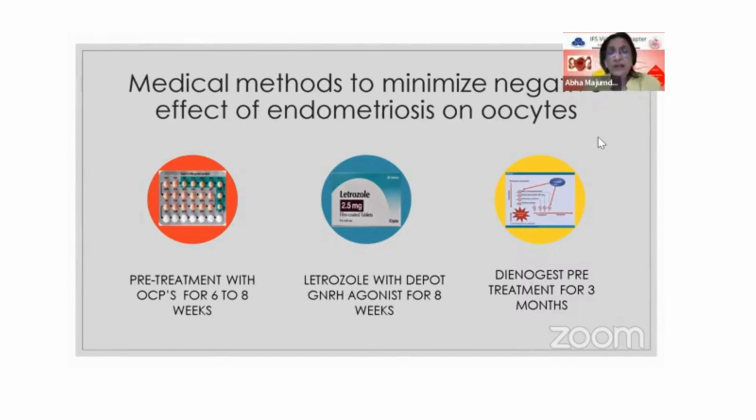Letrozole with GnRH agonist only for 8 weeks. So we've minimized that 6 months duration or 4 months duration to 6 to 8 weeks. Or dienogest pre-treatment for 3 months. So these came in as oral pre-treatment before inducing ovulation, where we would do controlled ovarian stimulation by either the agonist long protocol or the antagonist protocol, which we normally use, the 2 protocols.